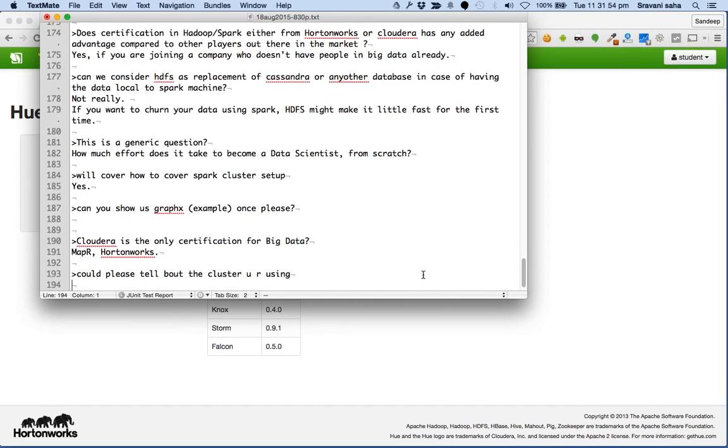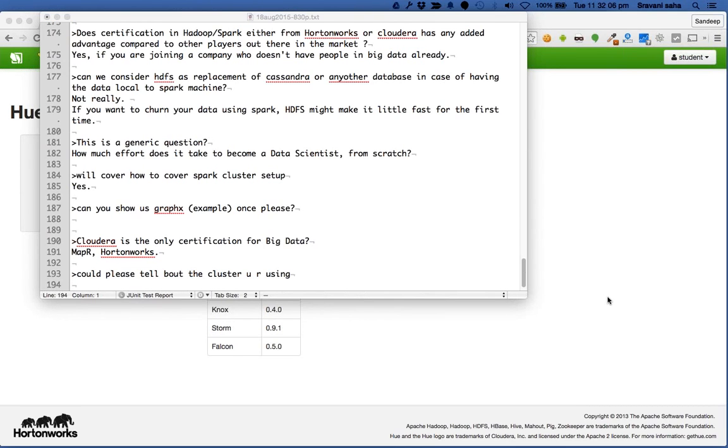Okay, so could you please tell us about the cluster you are using? We are using a normal Hadoop cluster, and we are using DigitalOcean as opposed to Amazon.